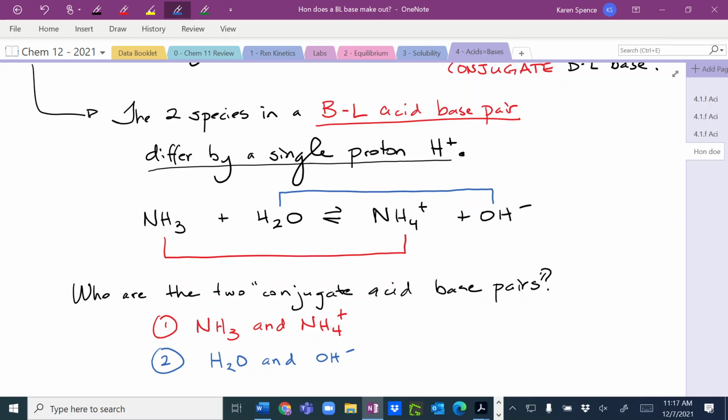And just to let you know, there's going to be a quiz on Bronsted-Lowry and strong acid and strong base and weak acid and weak base next Tuesday. Yay!